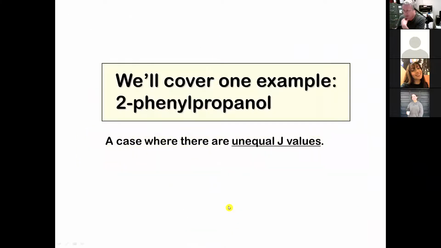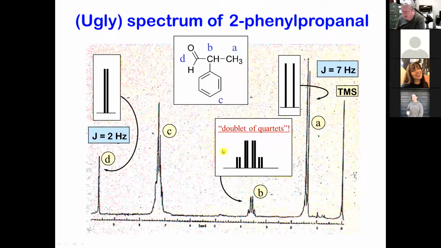Okay. So here's one real example, 2-phenylpropanal. It happens to be a pretty ugly looking NMR, but it's okay. So we have unequal J values. So that's what we call an ugly looking NMR. It's kind of just a lot of background and craziness.